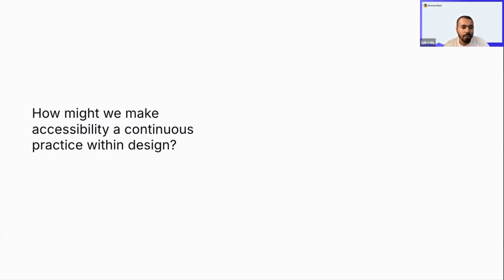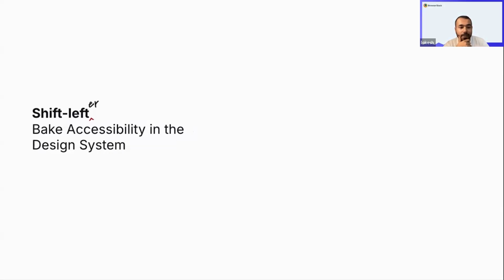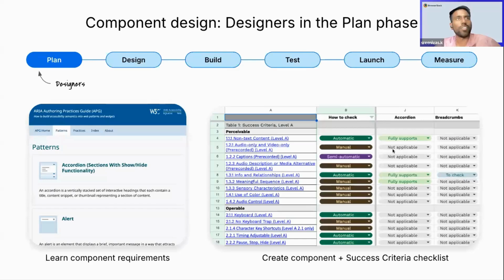So let's move on. How might we bake accessibility in and make it a continuous practice? We can do this by shifting left, since I already spoke about shifting left, and baking accessibility into the design system process. And how we might achieve this is similarly by looking at, Ashwini, could you move on to the next slide, please? Sure.